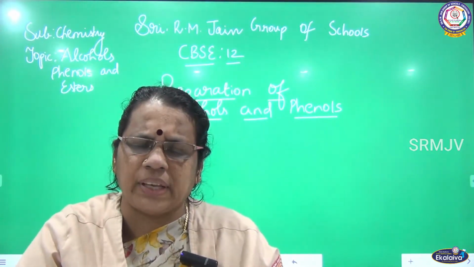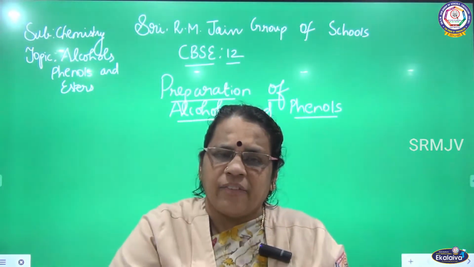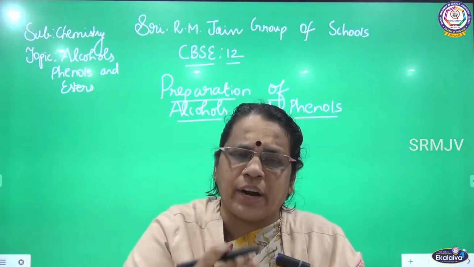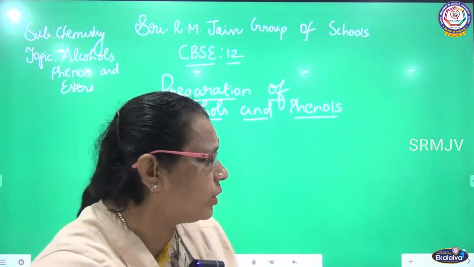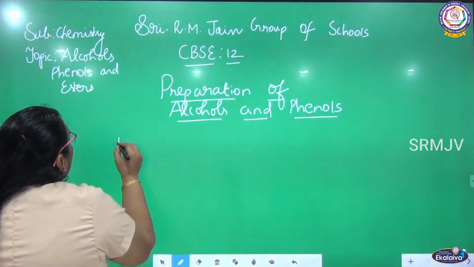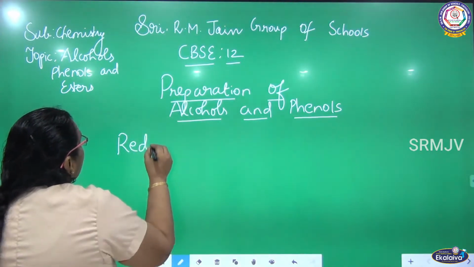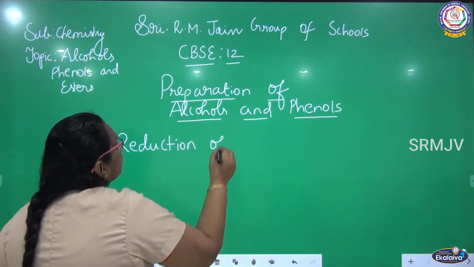Today, we are going to see another important reaction under reduction, from esters. So, we are going to reduce esters to prepare alcohol. Are you ready, children? Be ready with your notebook. We are going to talk about the preparation of alcohols. Under that, we are going to talk about reduction of esters.